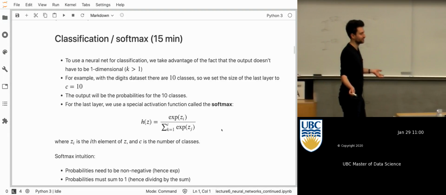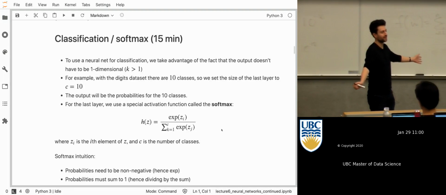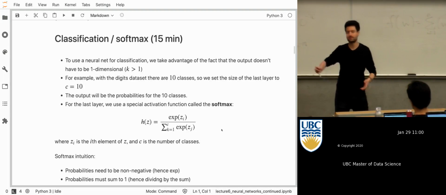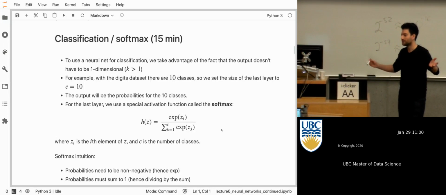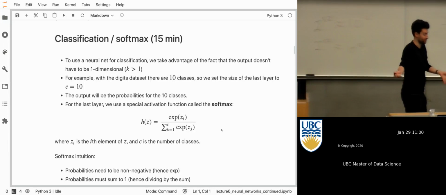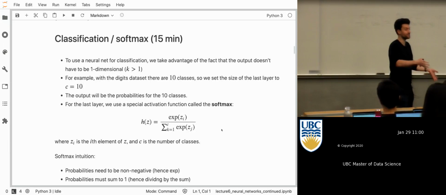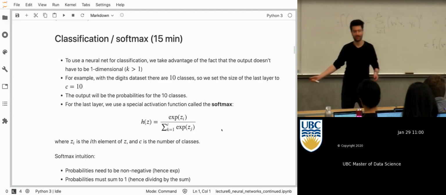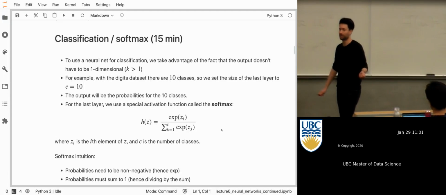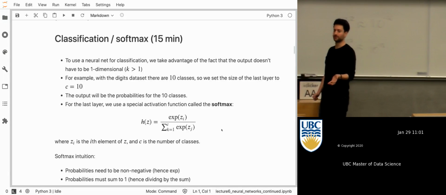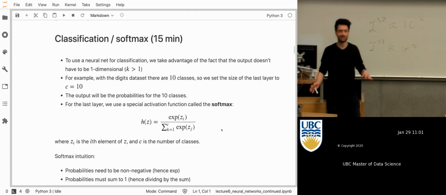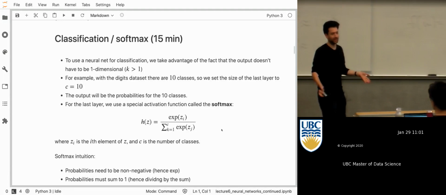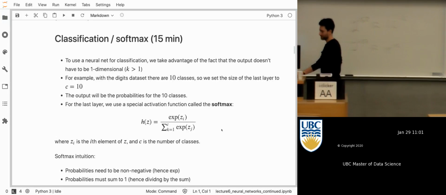How can I make sure they're non-negative? Well, let me just take exp of all of them. Exp of something can never be negative. Great, now I turned all my numbers, possibly negative, into numbers definitely not negative by taking exp of them. But now I have the other problem that they might not add up to 1. So let me just add them all up, divide by the sum, and now they add up to 1. And that's what this function is.